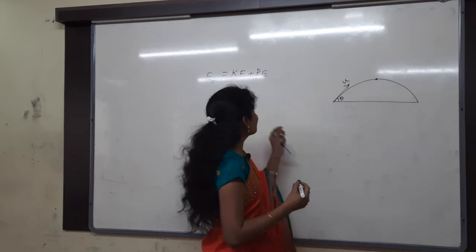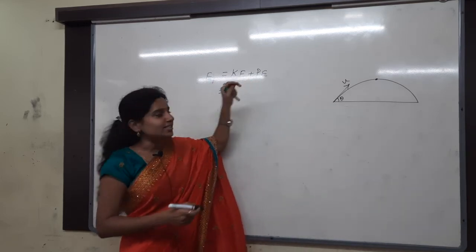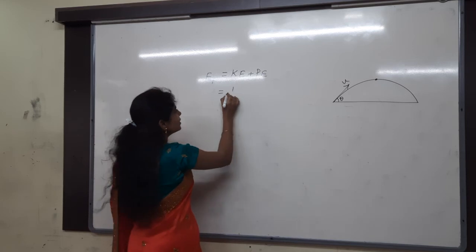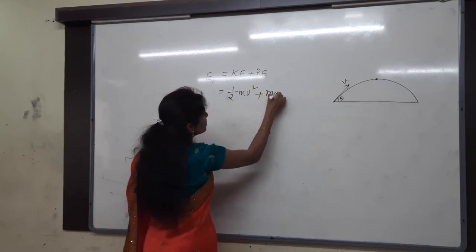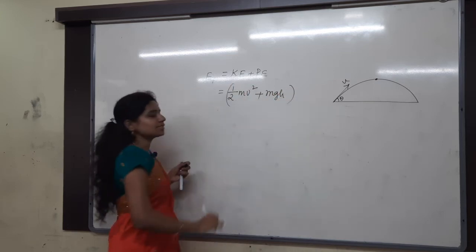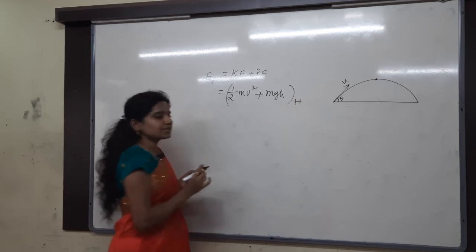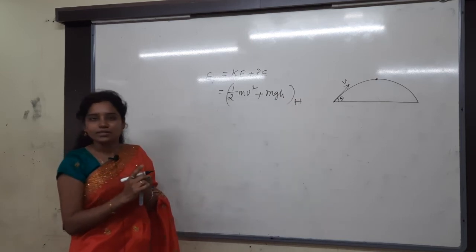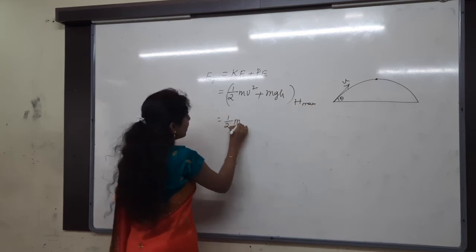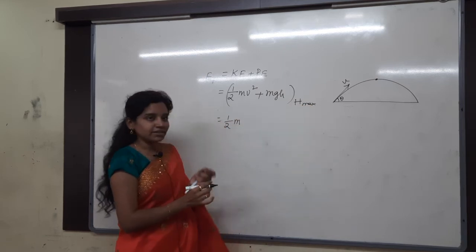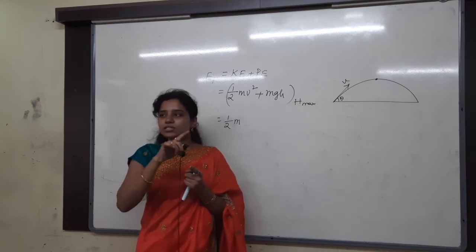So here, total energy is equal to what? Kinetic energy plus potential energy. That everybody knows. What is the kinetic energy formula? Half m v square plus potential energy formula is mgh. At what am I asking that? At maximum height. Everything I am asking at maximum height only. That's very important. So half m v square at maximum height. Velocity at maximum height. Which velocity will be there at maximum height? Vertical velocity is 0.